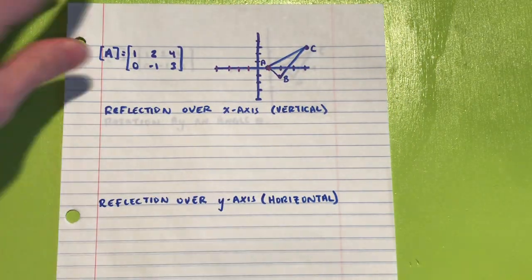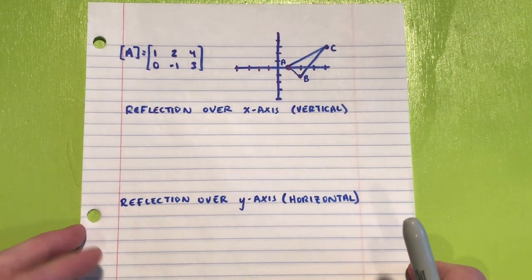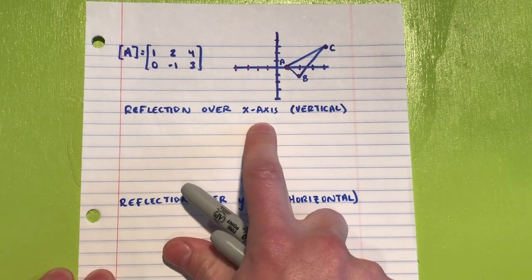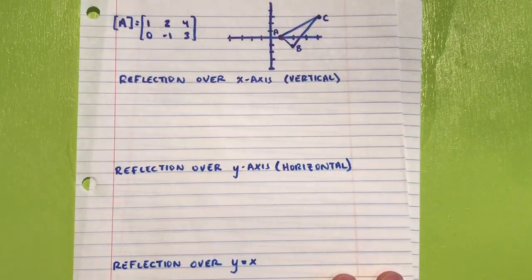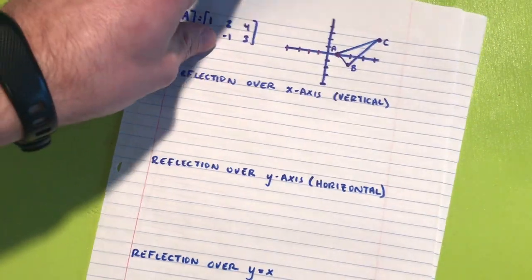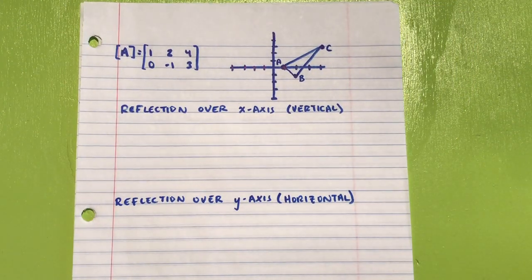Next, we recap our reflections. We have a vertical reflection over the x-axis. We have a horizontal reflection over the y-axis, and we'll have a reflection over the line y equals x. Reflections and rotations are going to be matrix multiplication.